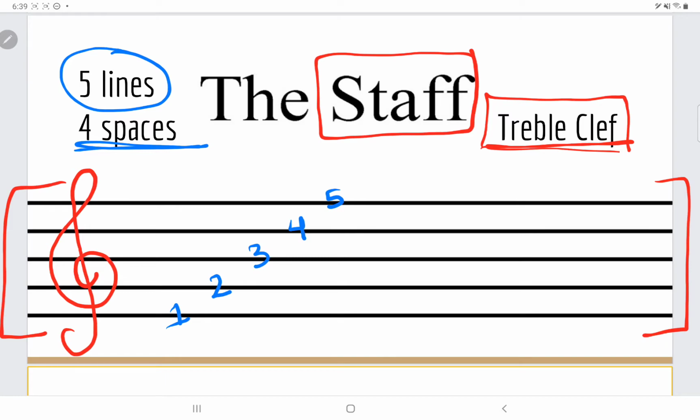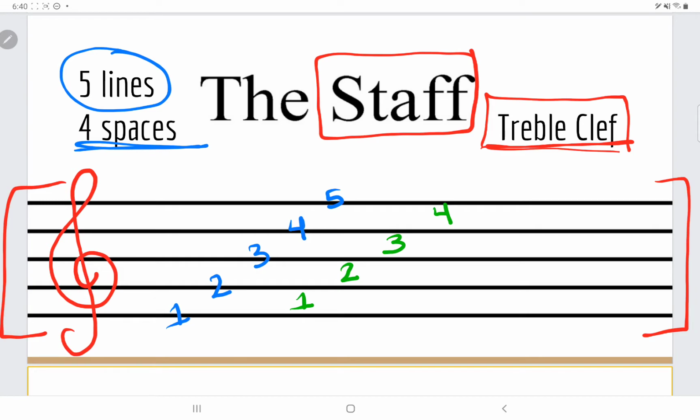Now for our spaces. Our spaces are in between our lines. So we have our 5 lines. The spaces are the spaces, literally, between each line. So that's space number 1, space 2, space 3, and space 4. So here you can see I only have 4 spaces because I don't have as much space between my lines. I only have 4. Okay?